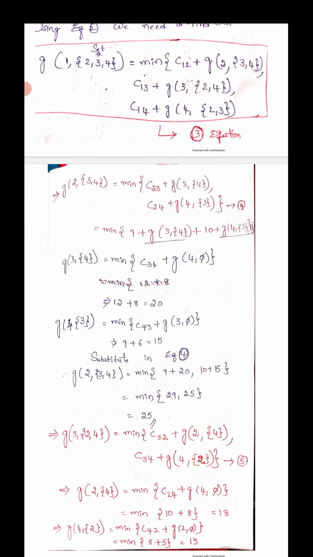g of 2 comma j, in the sense 3, plus g of j, how much? 3 comma set minus j, in the sense 3 comma 4 minus j, in the sense 3, 3 gets cancelled. How much do we have remaining? 4. Okay, next, if we have set 3 comma 4, if we take j equal to 3, and now if we take j equal to 4.